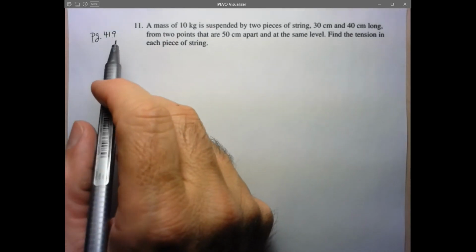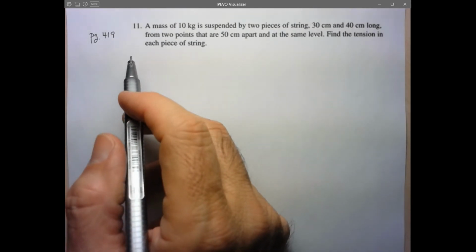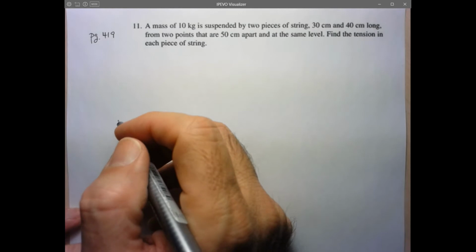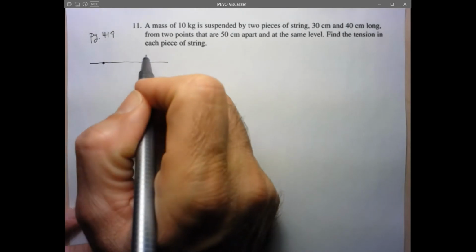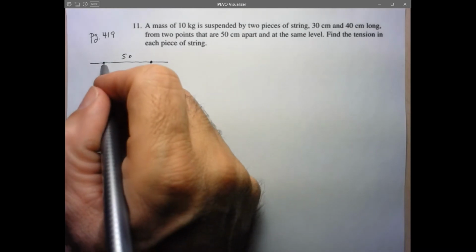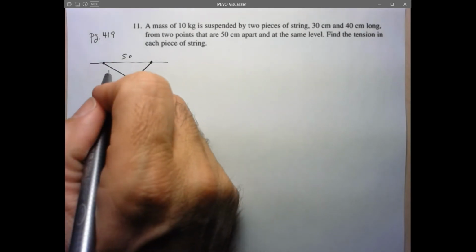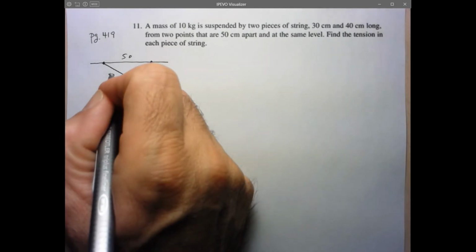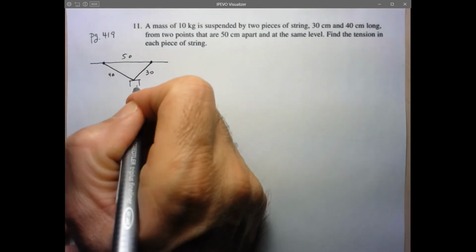What I always suggest in these types of questions is to first draw a situational diagram. Draw what the situation is representing, and then separately draw a force diagram that you're going to use to solve the problem. So let's say I've got my mass that's suspended from these 2 points 50 centimeters apart. They're suspended by two strings, so one is going to be 40 centimeters long and the other one's going to be 30 centimeters long. It'll be smaller, so I'll try to draw a little smaller. What I'm given are the lengths of these strings and the distance between where they're attached, and then I've got my 10 kilogram mass.